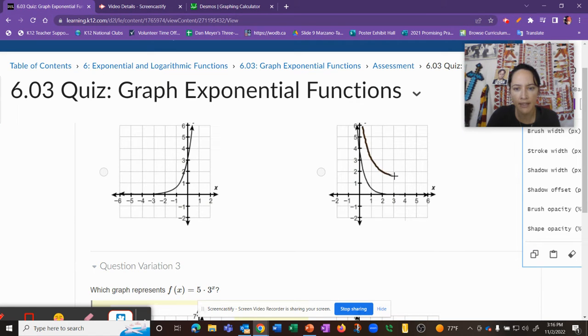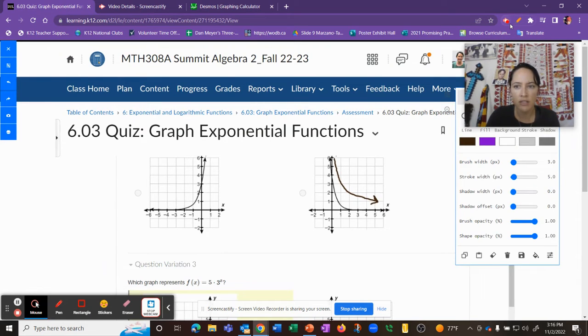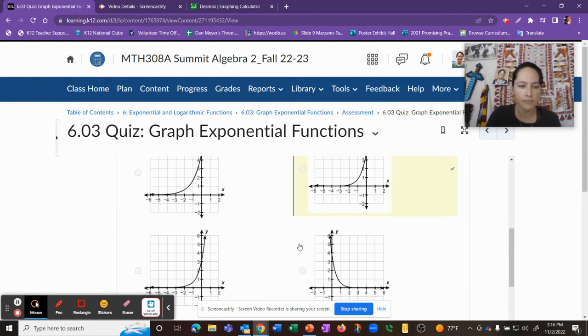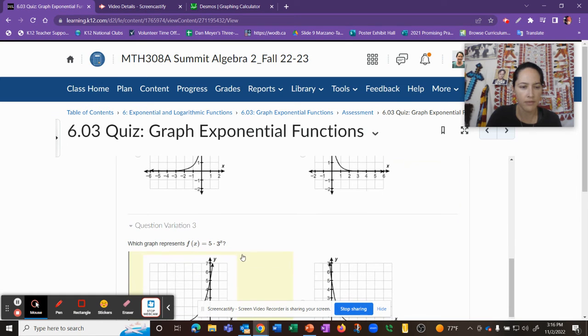This is decay, and whether or not you graph it, maybe you don't graph it, you could still see that that's not the right graph because this is greater than 1. So it's going to be a growth function. Okay. And then that crosses at 3.